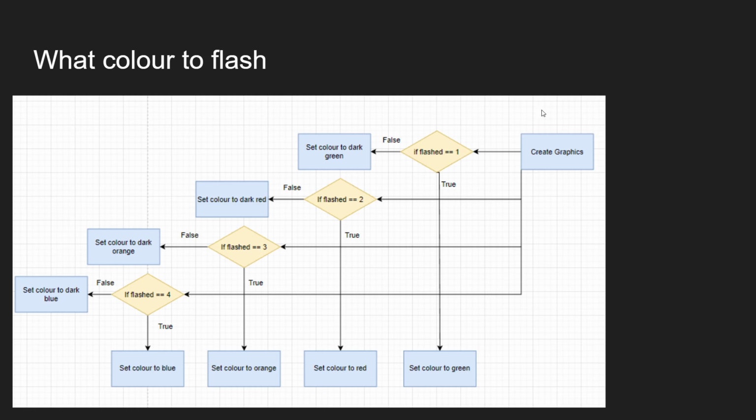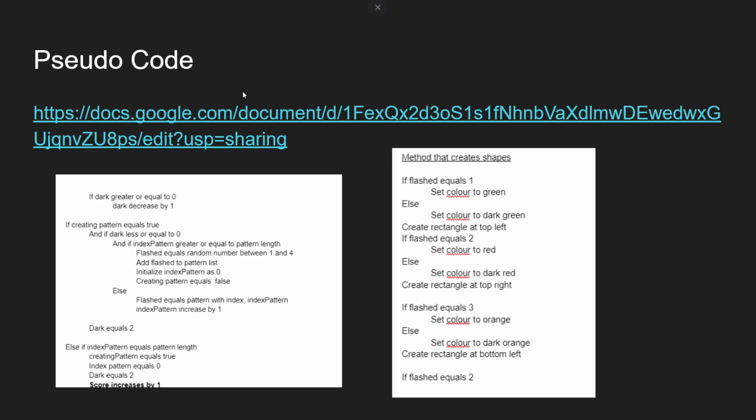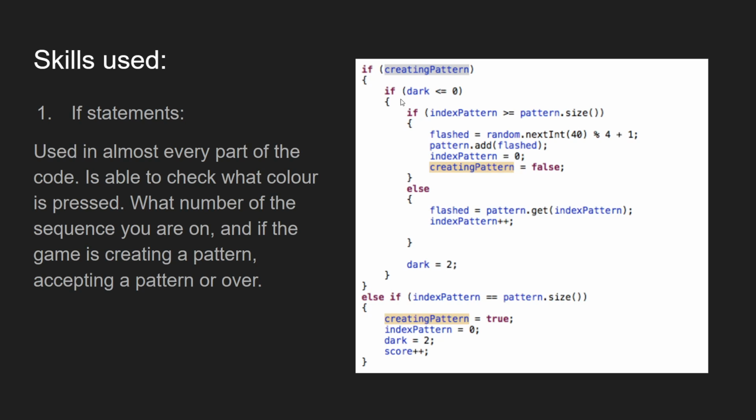And this basically goes through all the colors to see if the color should be darkened or light. It's pretty simple. So now here's my pseudocode. I'm not going to go through it because it's pretty simple, and it's kind of just the code written in English, but the link is here.